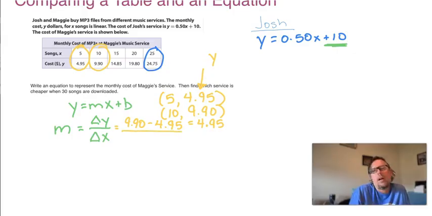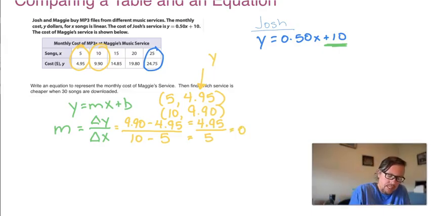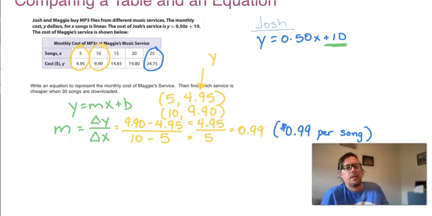And what did the x change by? If we went from 5 songs to 10 songs, of course we changed by 5. 10 minus 5 turns out is 5. What do you know? And the way we're going to figure out the slope is by doing 4.95 divided by 5. Probably going to want to use a calculator for this one, but it turns out it is 0.99, which means, I'm just going to put a little parenthetical here, we're paying 99 cents per song under Maggie's plan. 99 cents per song. Great.